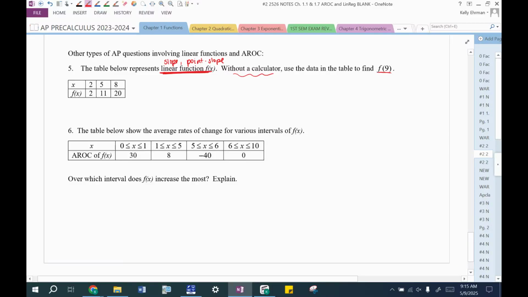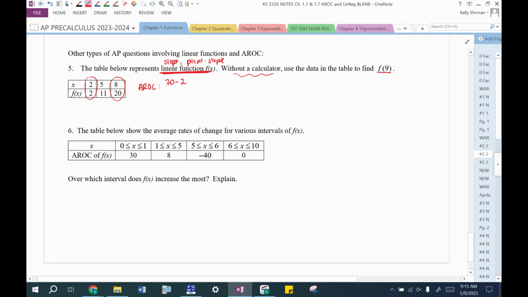So we have f of 2, f of 5, f of 8. We want to figure out what's f of 9. So I just need the slope for this. The slope, or the average rate of change, could be the slope between any two of these points. It does not matter which two you pick. I'm just going to pick the first and the last.